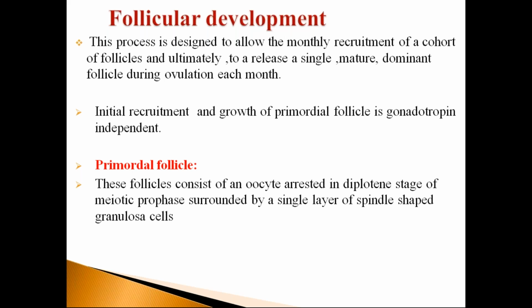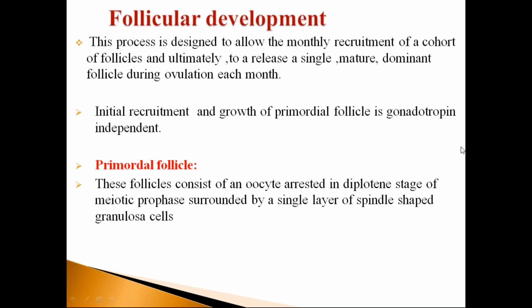This is a definition for a normal menstruating woman. Follicular development usually starts with the recruitment of a cohort of follicles, that is 4 to 11 follicles, every month. All these follicles grow, and only one follicle reaches a mature dominant stage, which is ovulated each month.